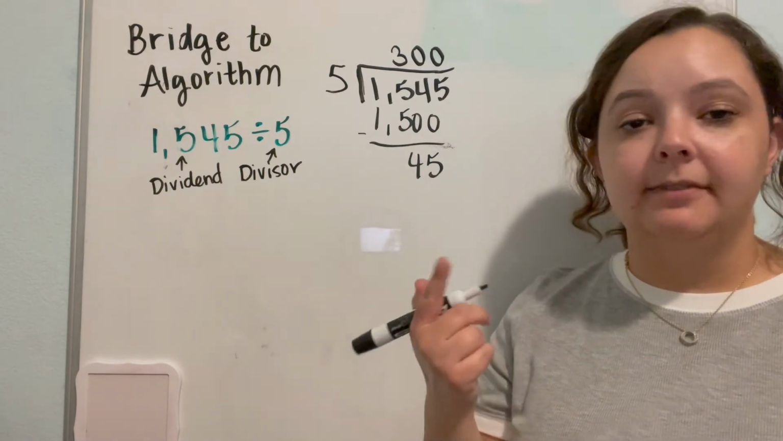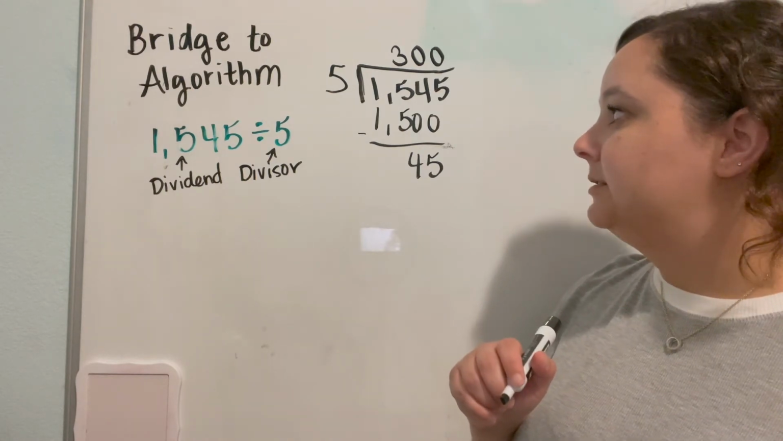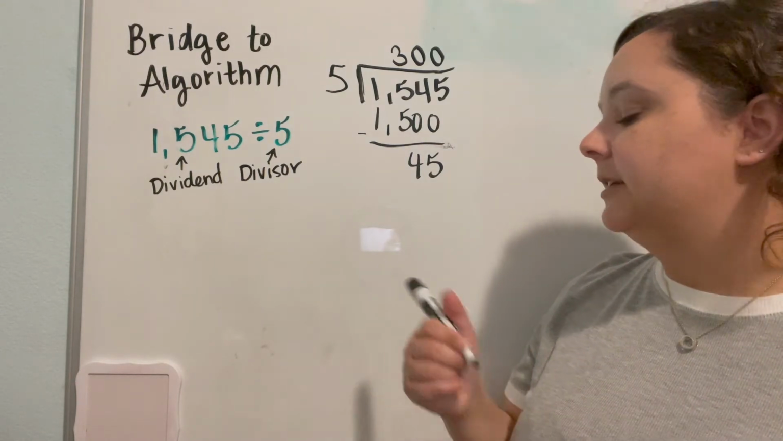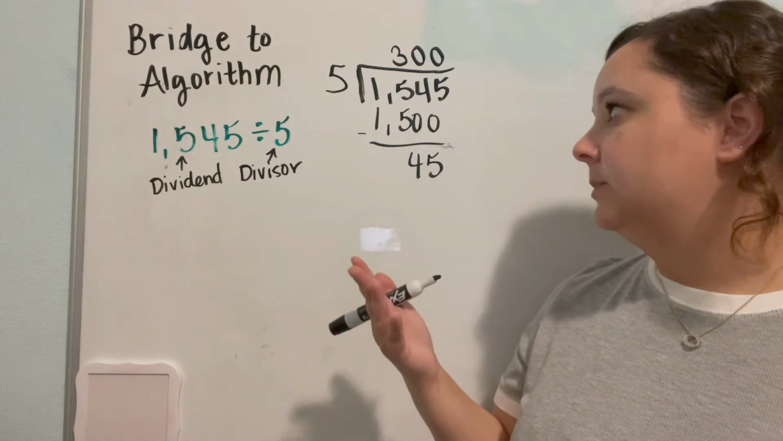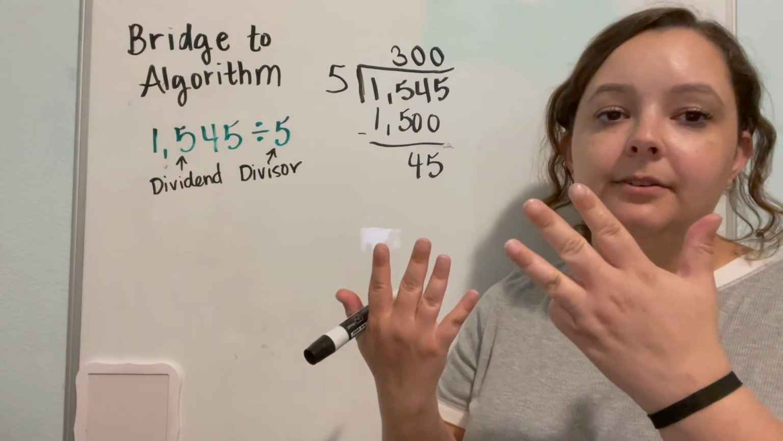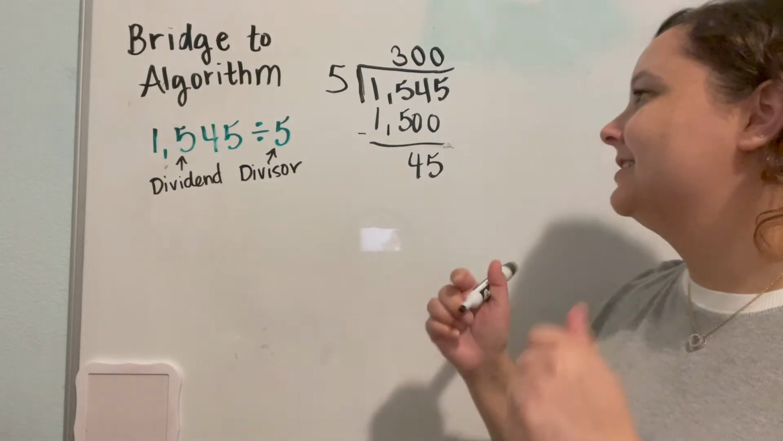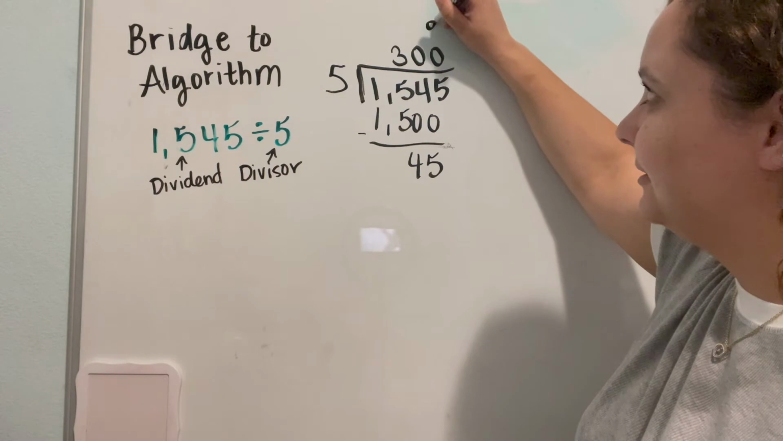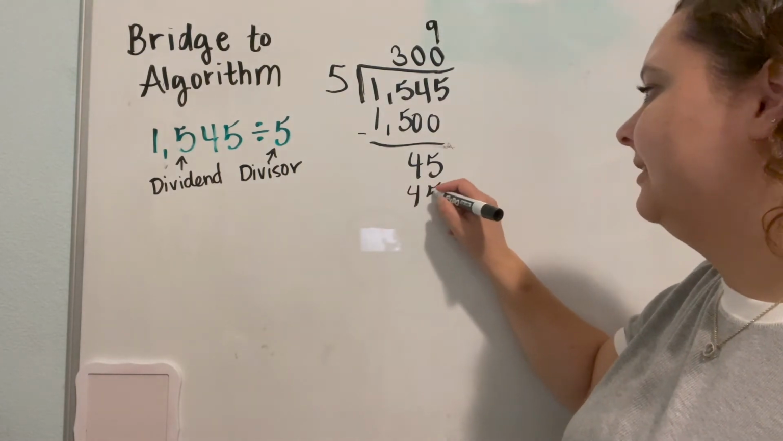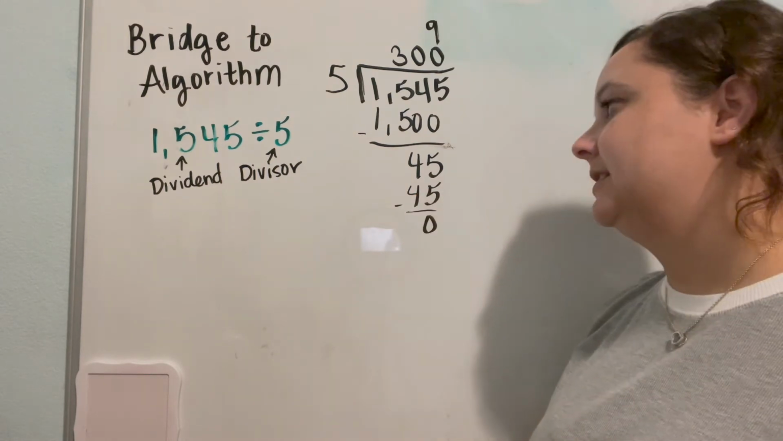We can either count by 5s or we can take a guess. What I'm going to do is count by 5s because I think that's what most students would do. So we have 5, 10, 15, 20, 25, 30, 35, 40, 45. 5 goes into 45 9 times. So I'm going to take my 9 and throw it up here. And now I'm going to subtract 45 from our 45 and we're left with 0.